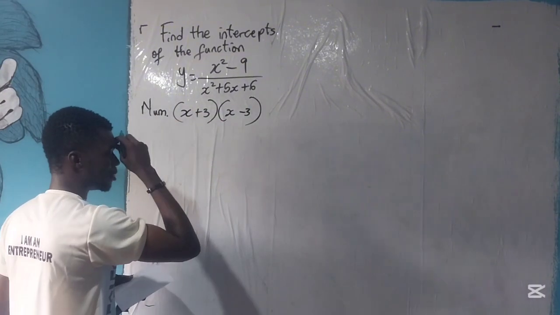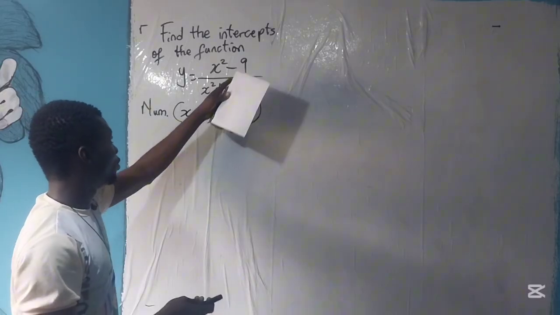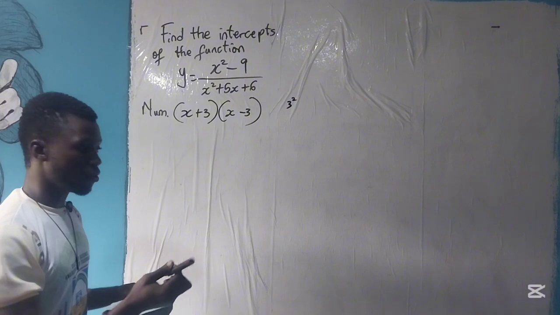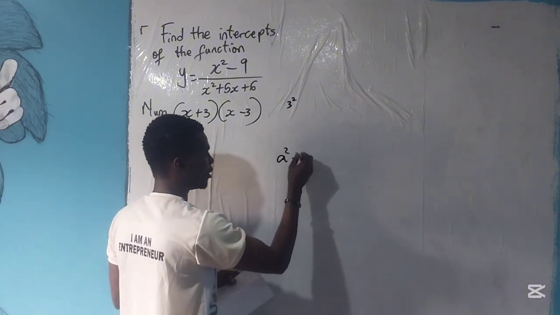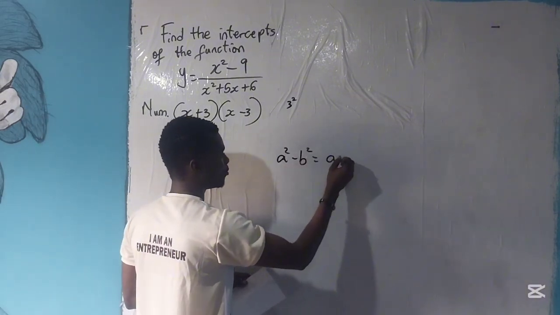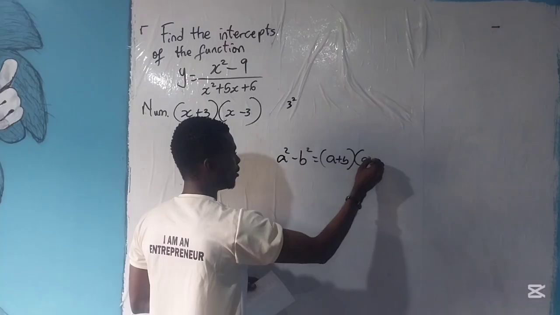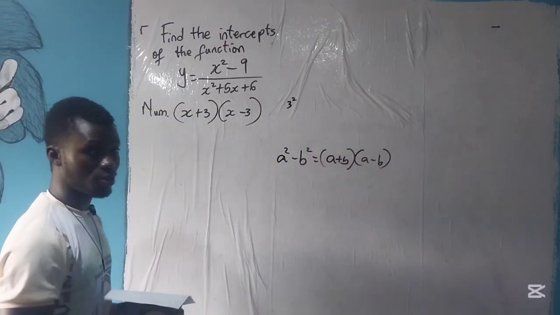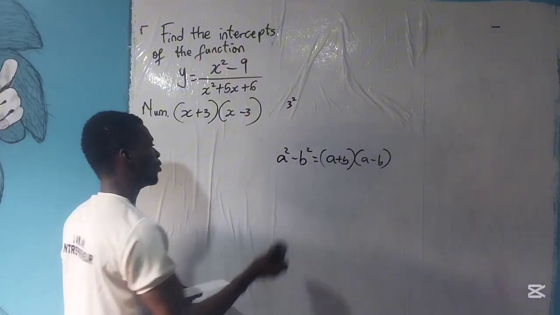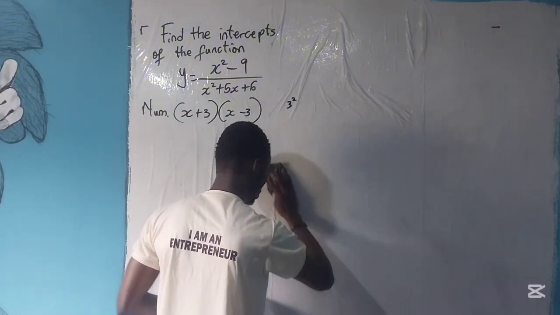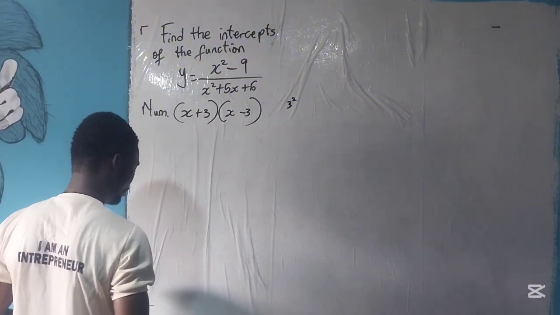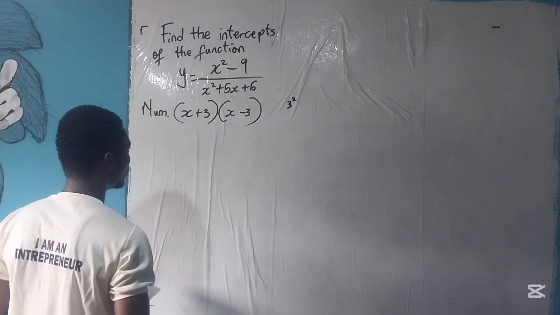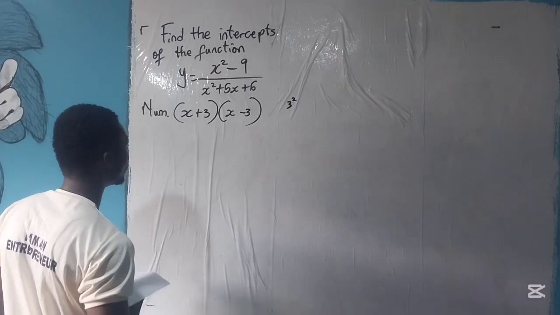I'm trying to bring it separately. That's the difference of two squares. 9 here is the same thing as 3 squared, right? So when you have the difference of two squares, which is a squared minus b squared, it gives us a plus b and a minus b. So we use that as the difference of two squares. We also have the difference of two cubes, but for now, this is what we are doing for this one. Now, from here, the next thing to do is to factorize the denominator.